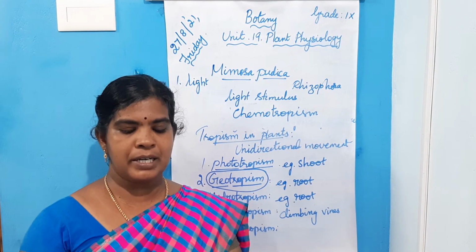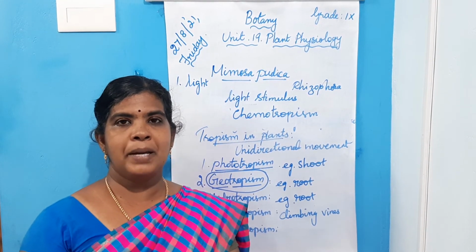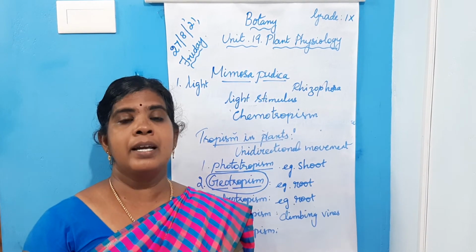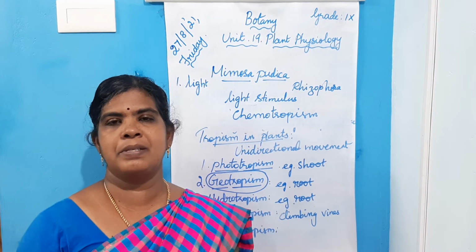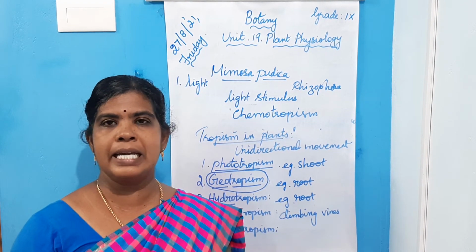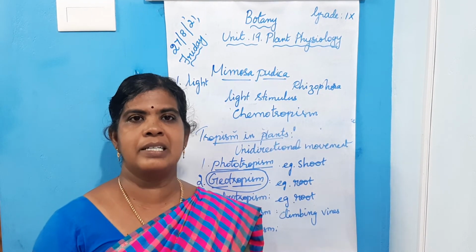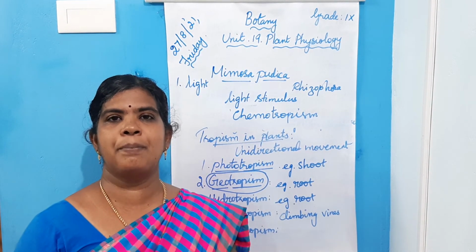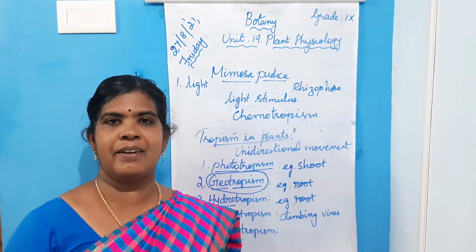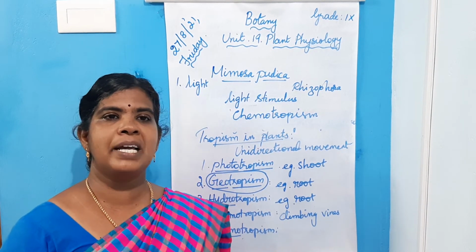This is one of the 4-mark answers. How to mark? Based on the nature of stimuli, tropism can be classified as follows. First, phototropism, movement of a plant part towards light. Example, shoot of a plant. Next, geotropism, movement of a plant in response to gravity. Example, root of a plant.